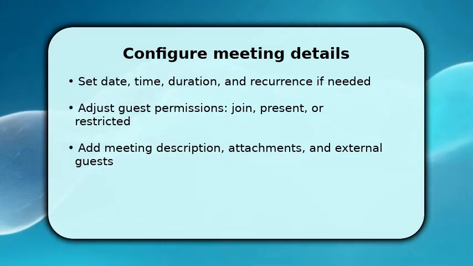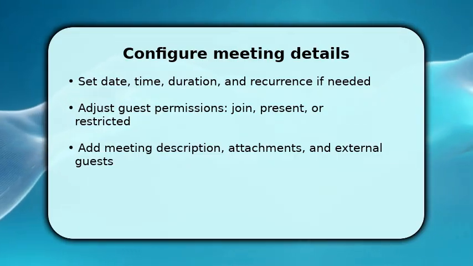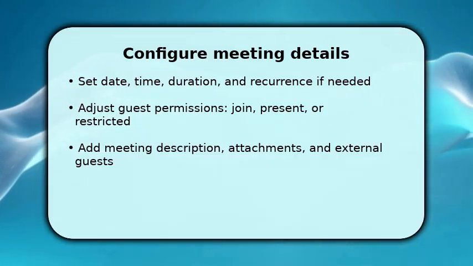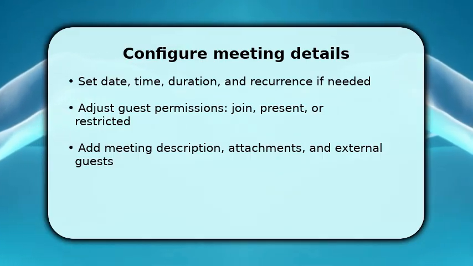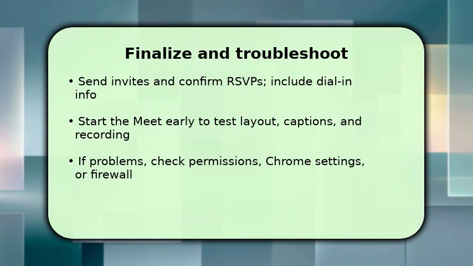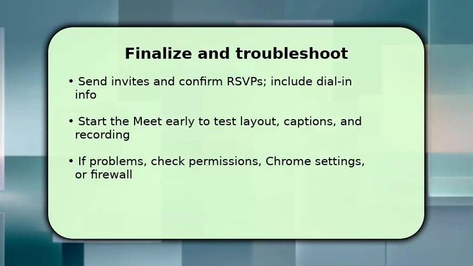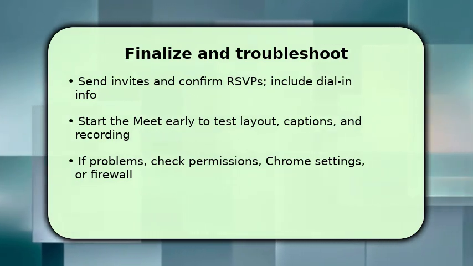If you expect external participants, explicitly allow their domain or add them as guests to prevent access issues. Make sure to save changes so the meet link updates. Finally, send the invite and start the room early to run a quick tech check. You confirm layout, captions, and recording settings before guests arrive.